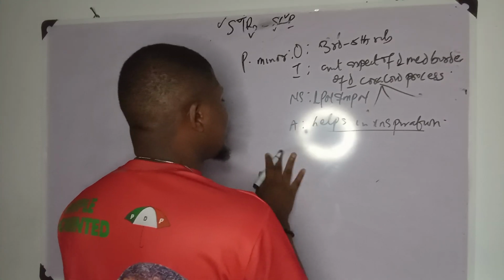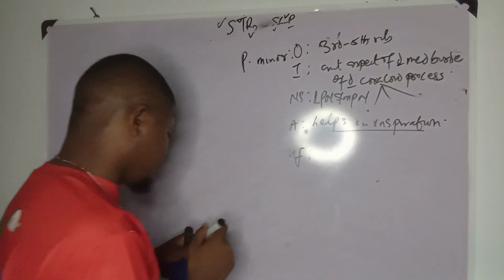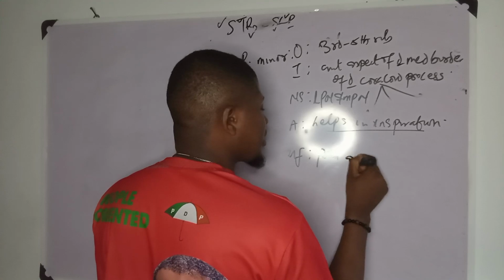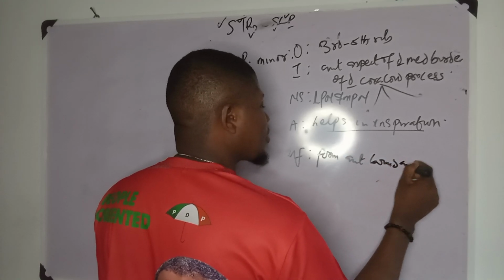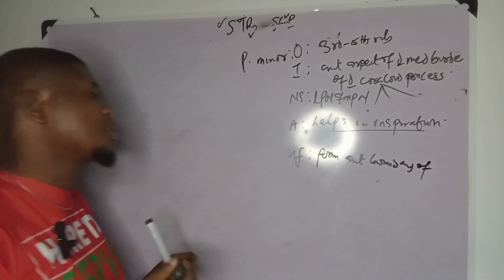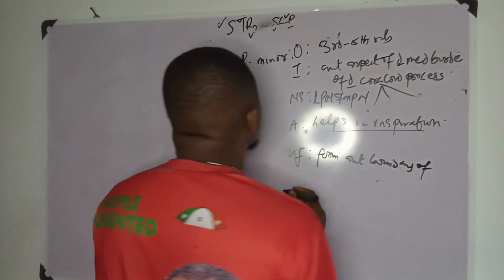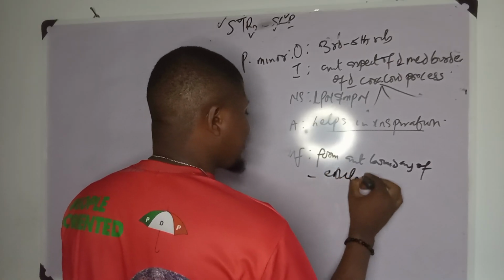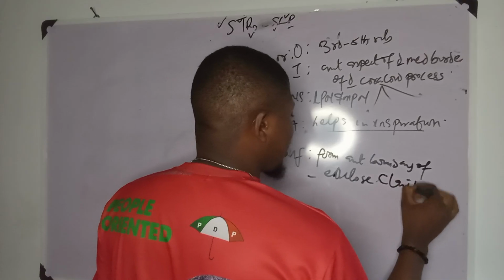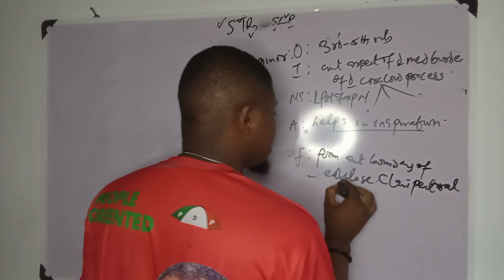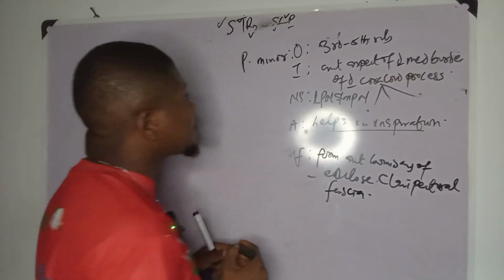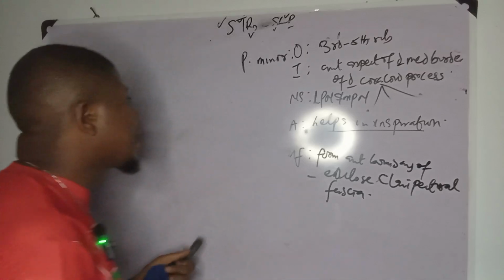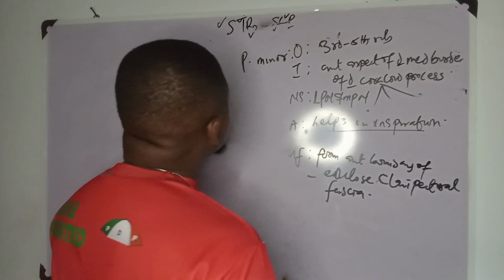Then let's talk about the unique features. One of the unique features is that it forms the anterior boundary of the axilla, the anterior wall of the axilla. Another one is that it is enclosed by the clavipectoral fascia. You already know this muscle is a hybrid muscle. That is another thing about it.